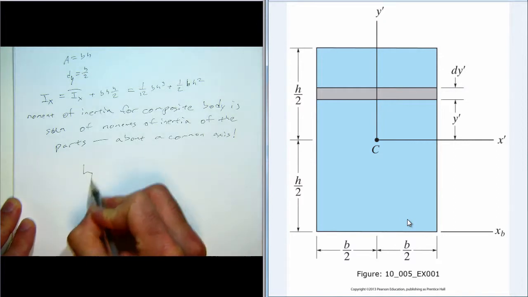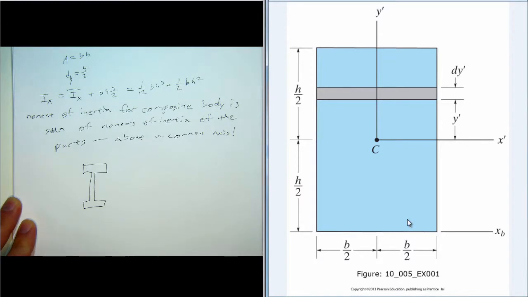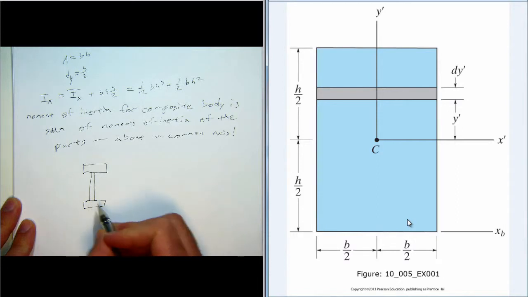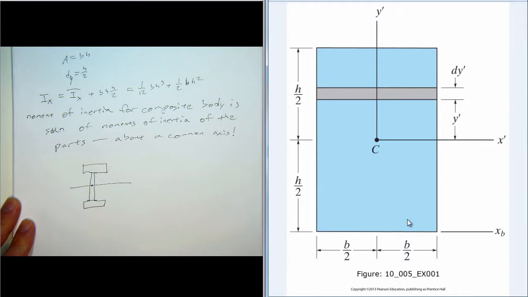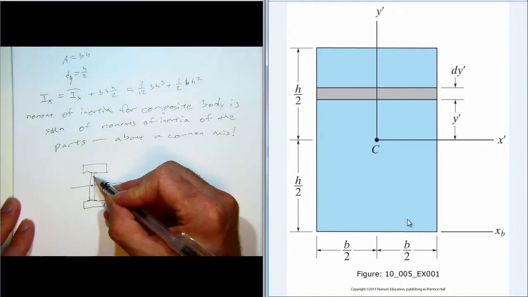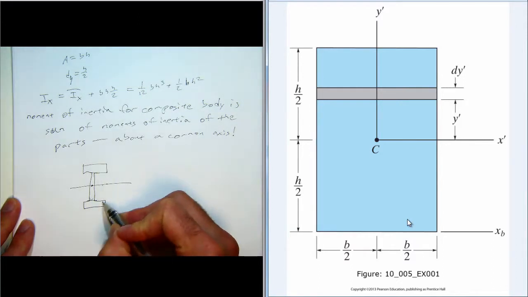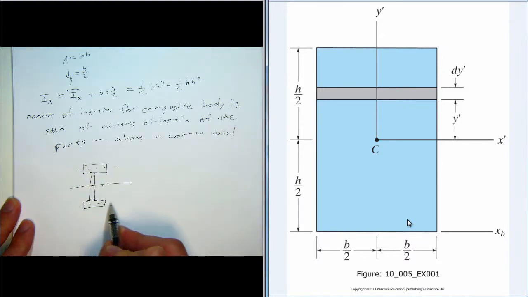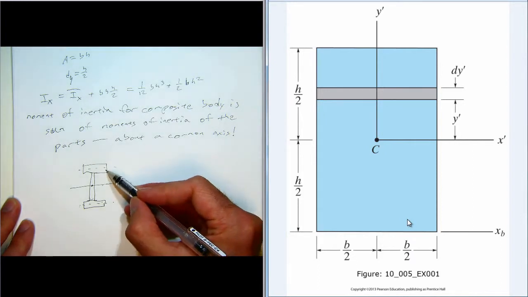So again, going back to the I-beam example, here's a cross-section of an I-beam, and we can consider it as being made up of these three parts. And if we want to find the moment of inertia about this centroidal axis, then we have the moment of inertia of this part about this axis, this part about this axis, and this part about this axis. The centroidal axes for the top and bottom pieces will be here, and so we'll apply the parallel axis theorem to get the moments of inertia of these about this axis.